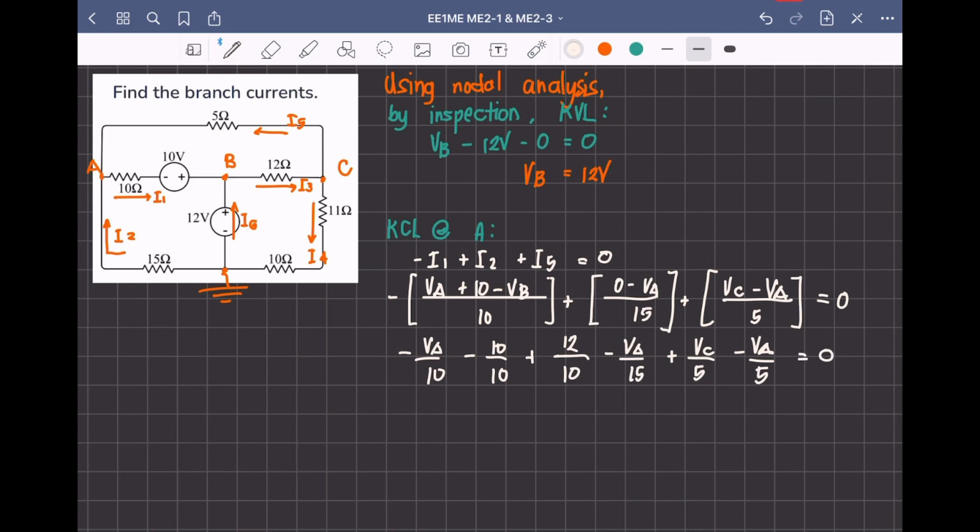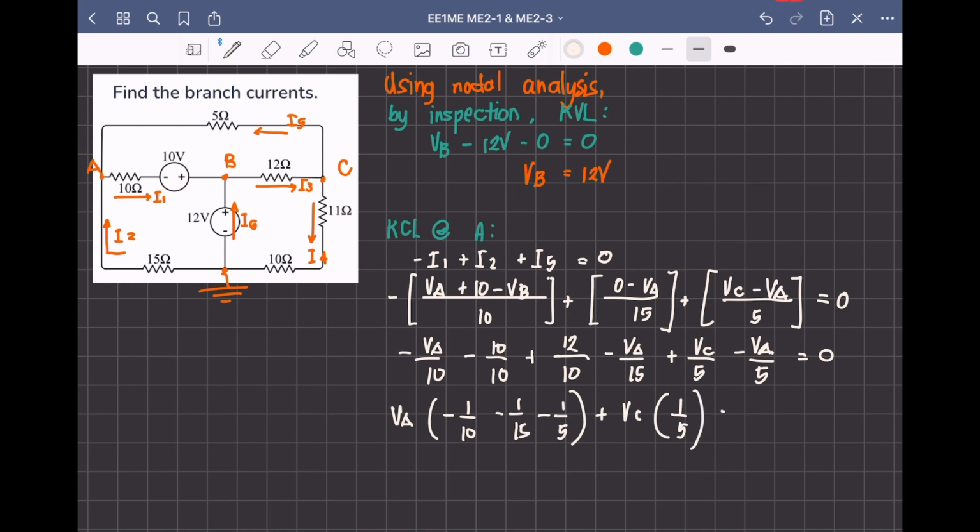After that, we group like terms. So I'm going to factor out VA from all terms containing VA. And that's negative 1 over 10. Negative 1 over 15. Okay? And then negative 1 over 5. Okay? Plus, I still have VC. One term which is VC, that's 1 over 5.